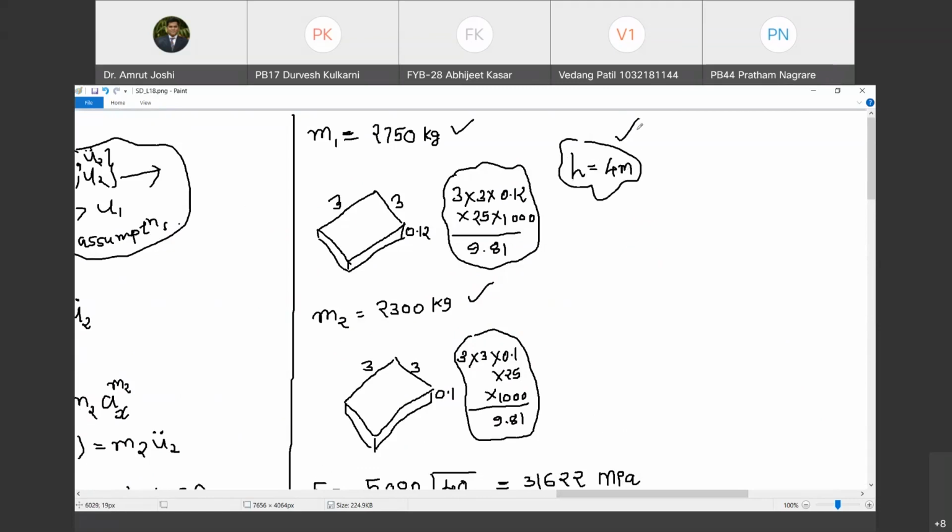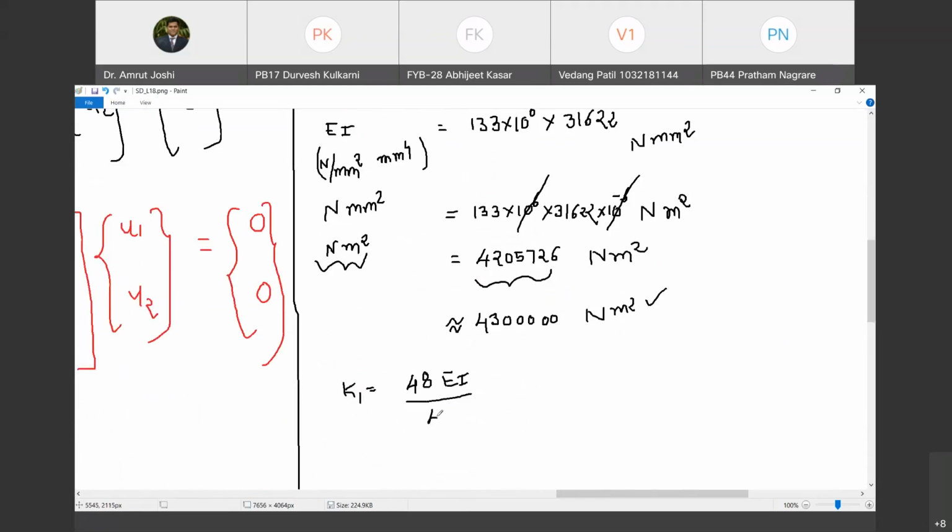This is given. So if H is 4 meter, it is going to be divided by 4 cube. So it is 48 into 430,000 divided by 4 cube. What will be the unit of this? EI is in Newton meter square and H cube is in meter cube. So Newton per meter. Very good. So now in Newton per meter, what is this number? Tell me.